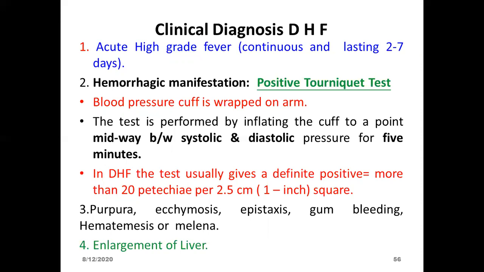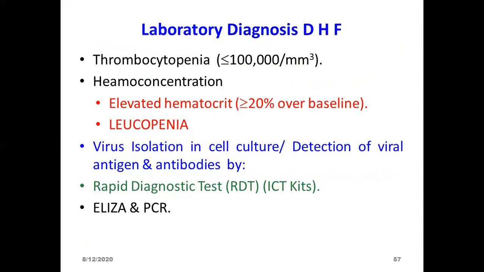Then it is known as positive tourniquet test. Along with, there can be purpura, ecchymosis, epistaxis, gum bleeding, hematemesis, and melena, and there can be enlargement of the liver in this patient. What is the lab diagnosis of dengue hemorrhagic fever?